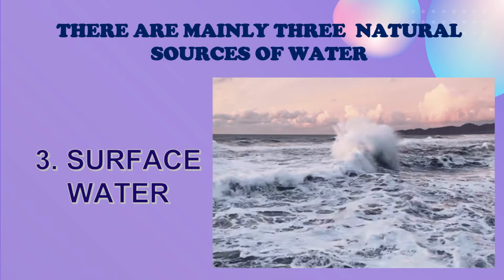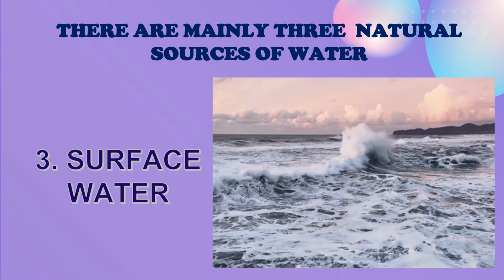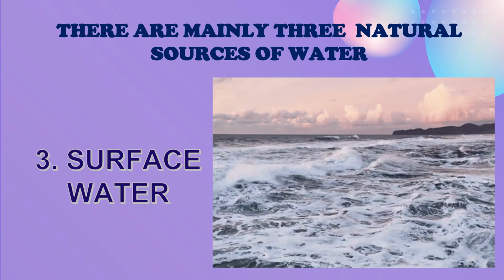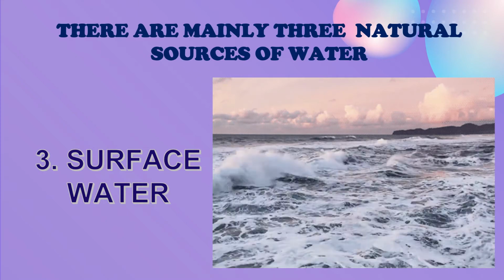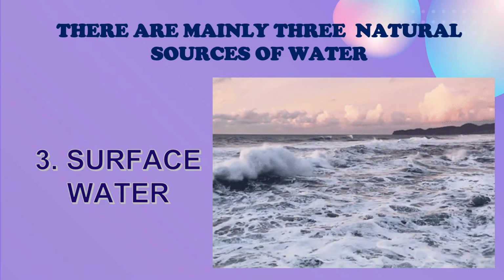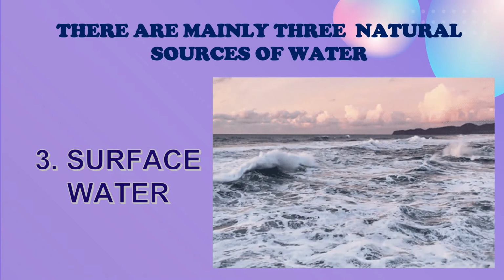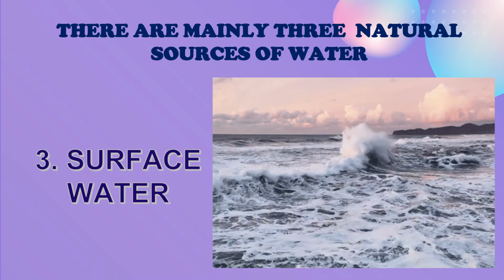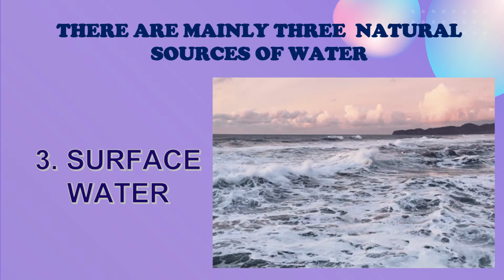And of course, number three, surface water. Surface water can include any above-ground collection of water such as rivers, lakes, ponds, and oceans. Some sources of surface water are also fed by underground aquifers. Surface water accounts for 80% of the water humans use. Surface water is any body of water above ground, including streams. The ocean, despite being salt water, is also considered surface water.